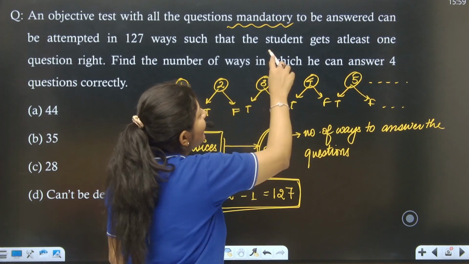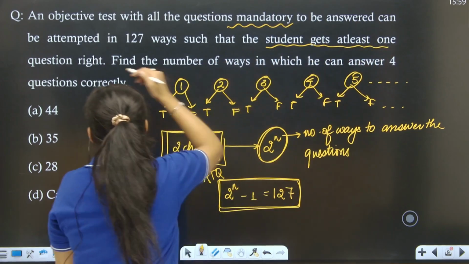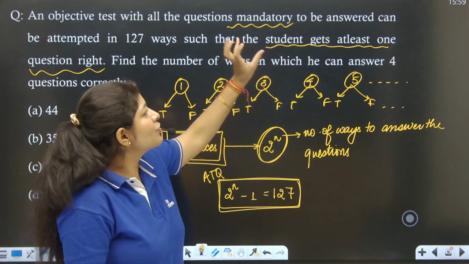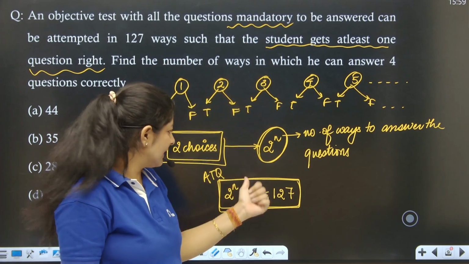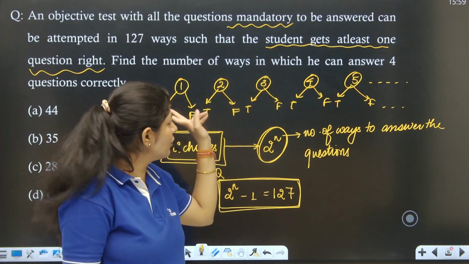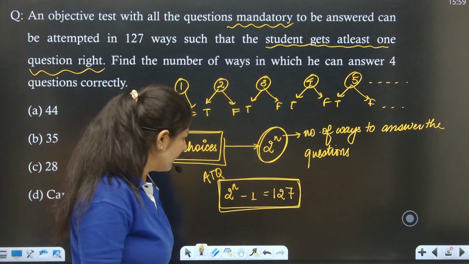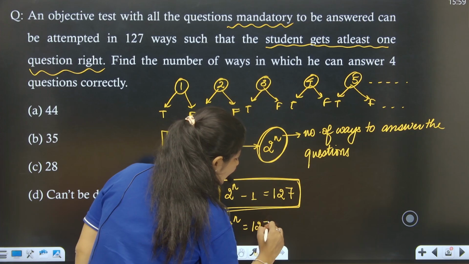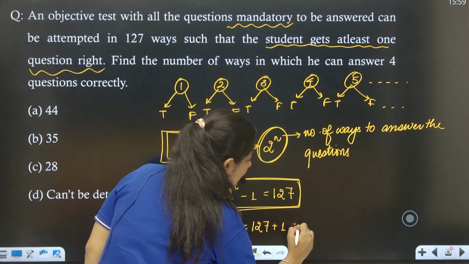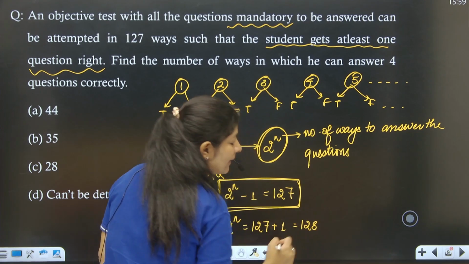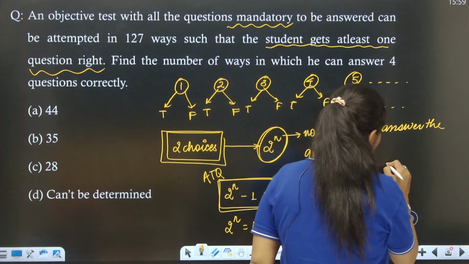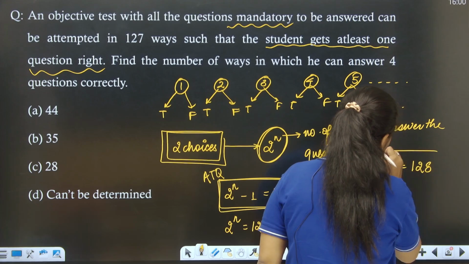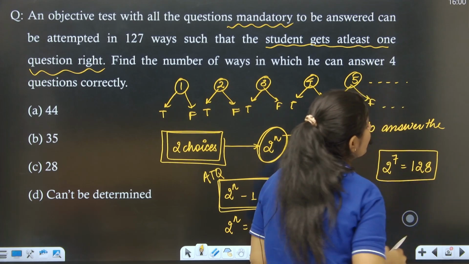If we are not having any such condition, then we can directly apply 2 to the power n. But the question is saying at least one answer correct, so here we need to eliminate one case. So we can say that 2 to the power n equals 127 plus 1, which is nothing but 128, right? And we know that 2 to the power 7 is nothing but 128.